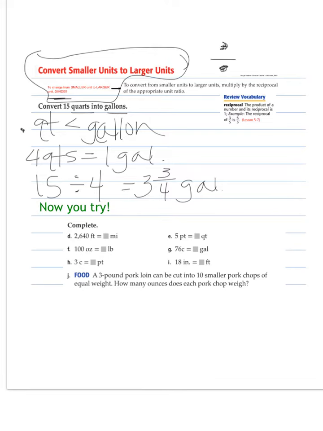So 2,640 feet equals how many miles? So feet is smaller than a mile. So 2,640 divided by 5,280 equals 1/2 of a mile.